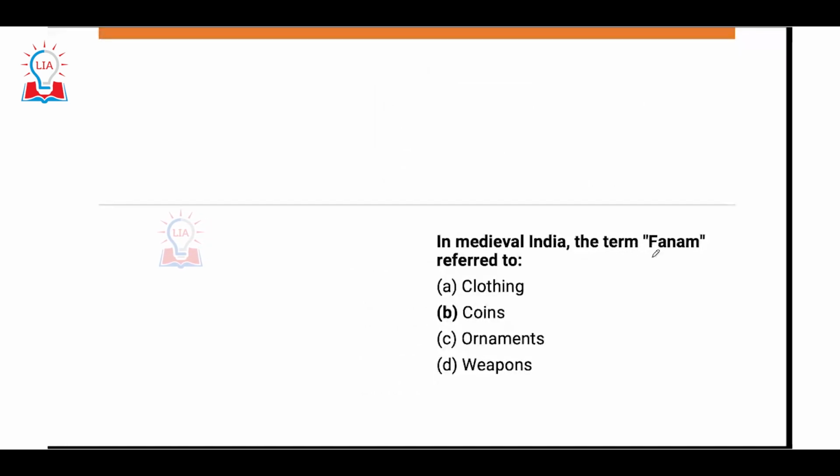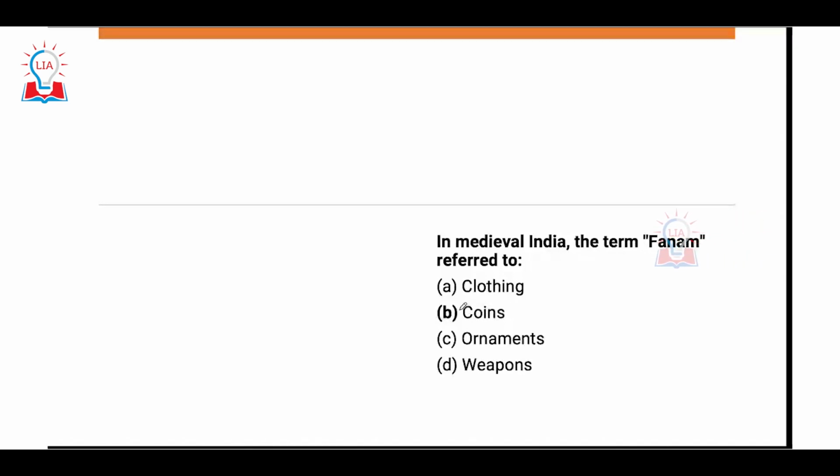In medieval India, the term phanum referred to? Okay, this is a very straightforward question, and in the class I always tell you that terms are something that UPSC is very much fond of, and that is a favorite question for UPSC. You will have questions from the ancient and the medieval history, and you had a question in the year 2022 also. Phanum, you will be finding this in the NCERT, that is related to coins.